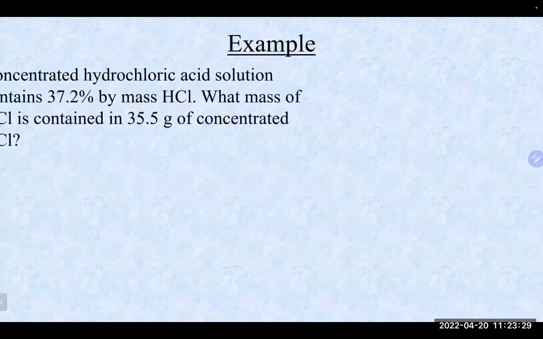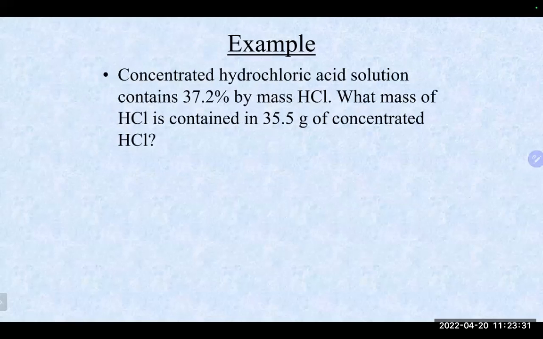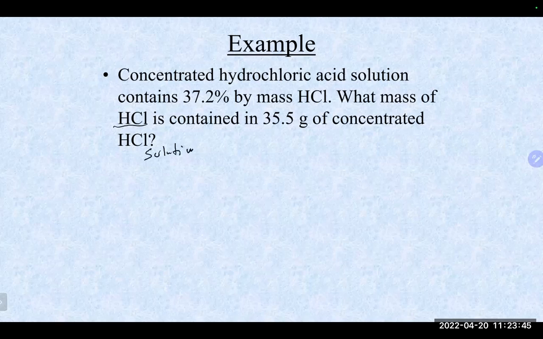Which should be this one, I think. Concentrated hydrochloric acid solution contains 37.2% by mass hydrochloric acid. What is the mass of the HCl that's contained in 35.5 grams of the concentrated hydrochloric acid solution? Give a hint there: solution.